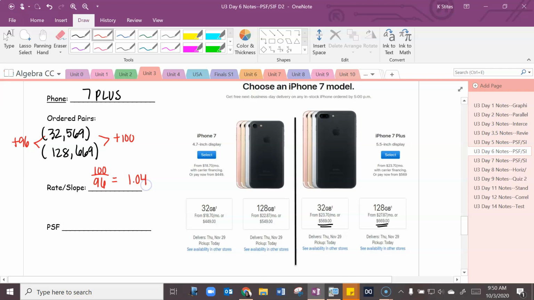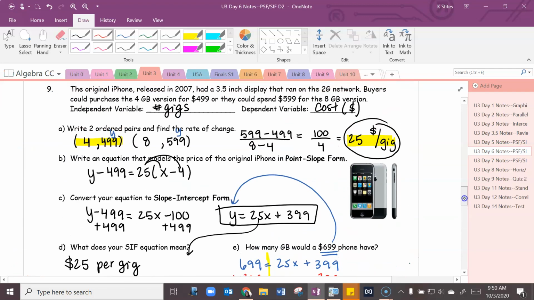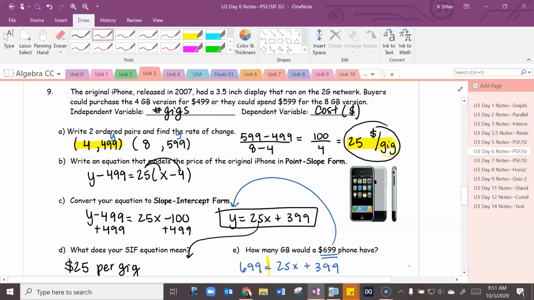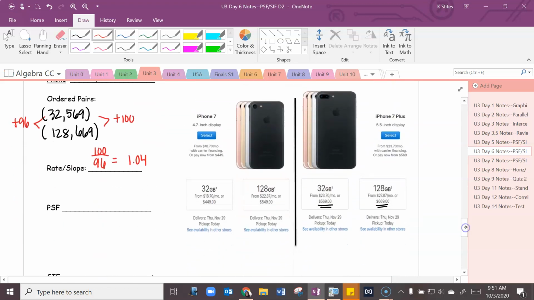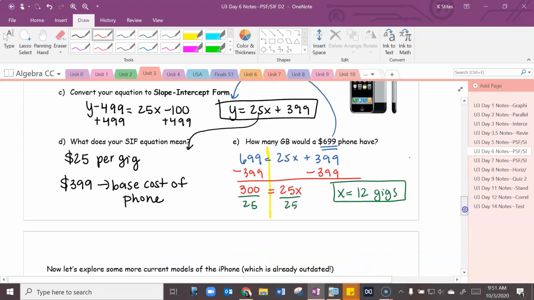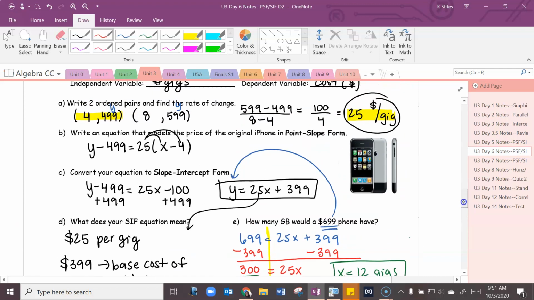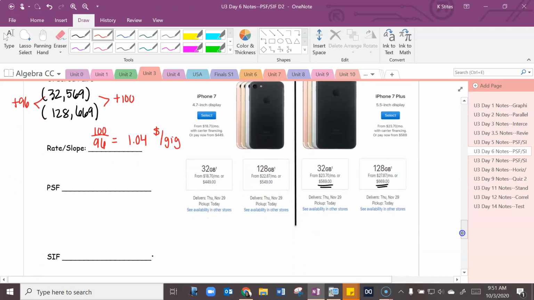And what is this again? Well, what was our unit when we found the slope last time? It was dollars per gig, right? Because our dollars were on top and our gigs are on the bottom. Look at this difference. Back in the day, gigs were 25 bucks per gig. Now they're only $1.04. Ugh, what a world we live in.